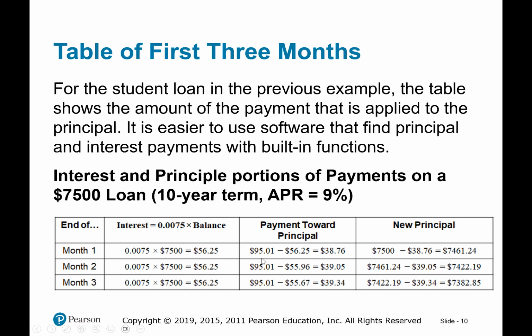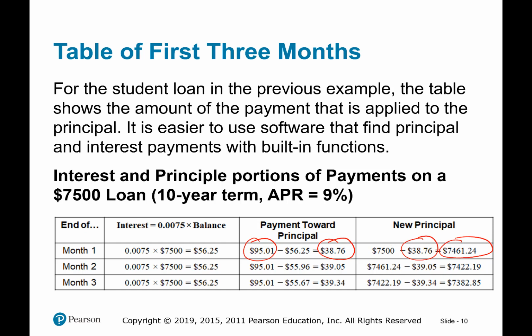Okay. That means of the $95.01, right? So this is the payment. That means $56.25 of that payment is going towards interest, and $38.76 is going towards principal. And that means that my loan amount decreased by $38.76. So at the end of the first month, when I make my payment, now my principal balance has decreased a little bit to $7,461.24. So that's what my new balance is going to be.